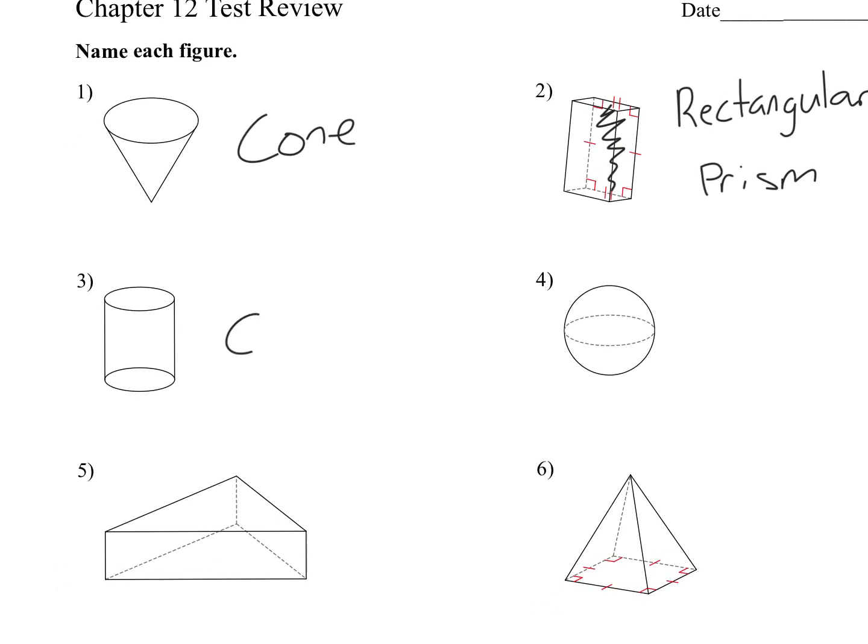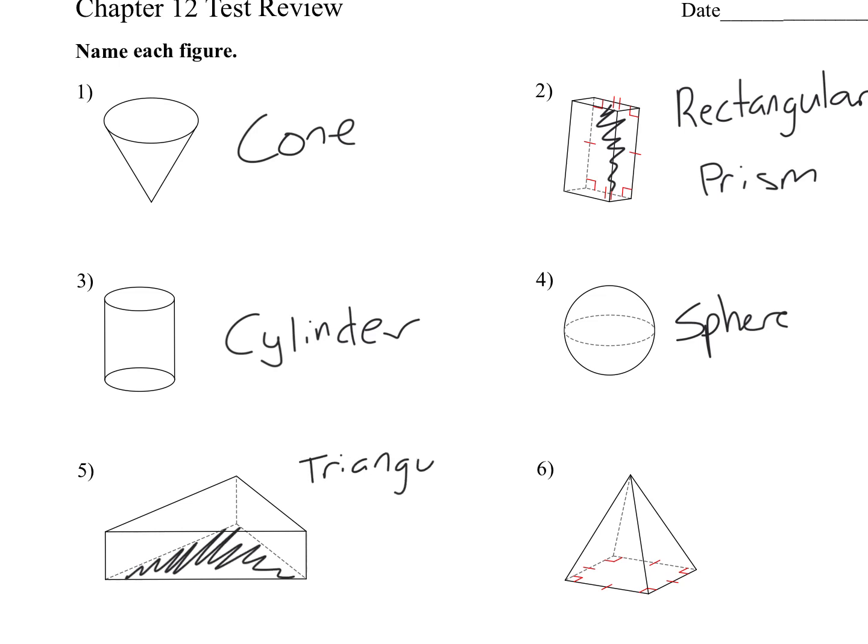Cylinder. It is a cylinder. Remember, circular shapes have their own name to them. Number 4 is a sphere. Okay. Number 5, how do we get its name? Triangular. Yep, go to the base. Base shape is a triangle. Triangular prism. And it is a prism.